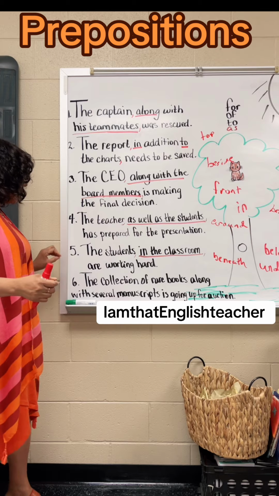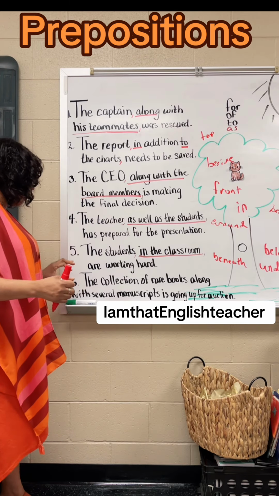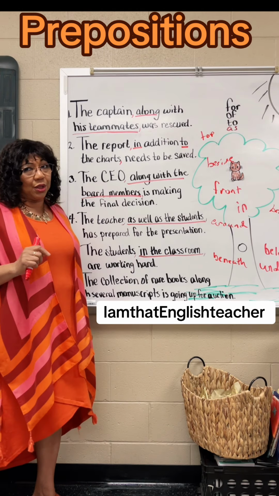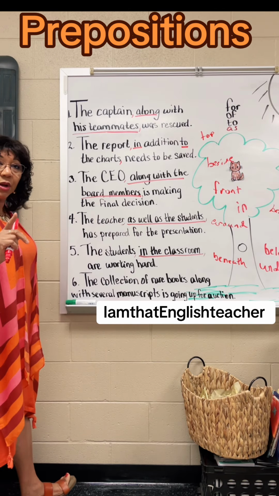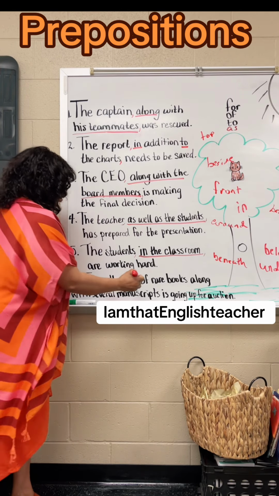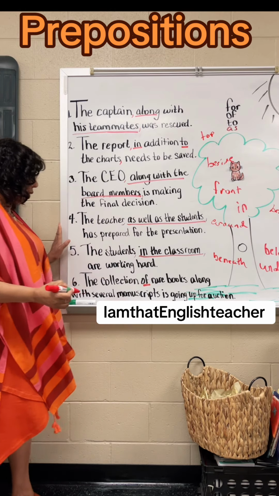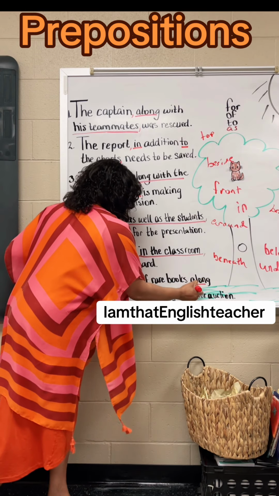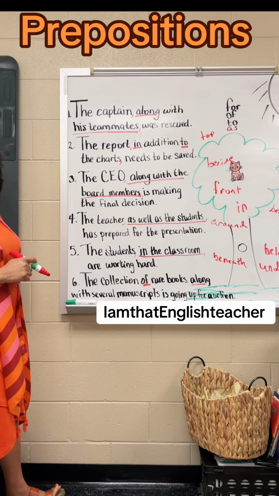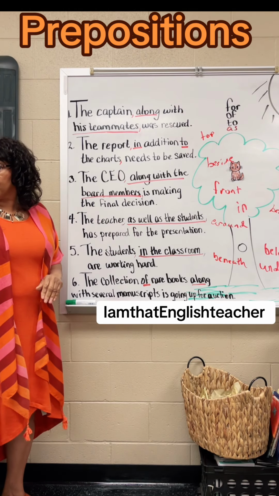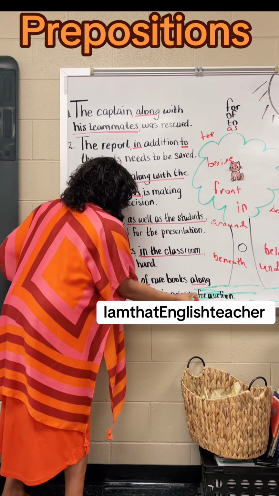Thank you. Last one. The collection of rare books, along with several manuscripts, is going up for auction. It's several prepositional phrases in this sentence. What's the first prepositional phrase? And what's another prepositional phrase? Along. All right. And what's another prepositional phrase? Going. No, going is our verb. Up. Up is our prepositional phrase.